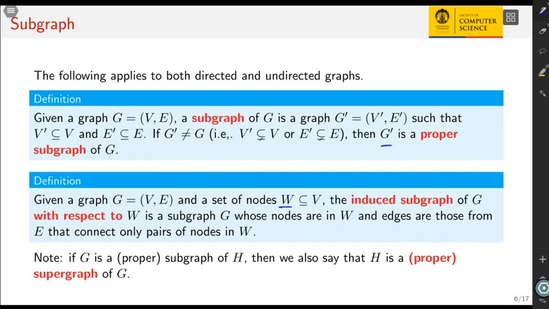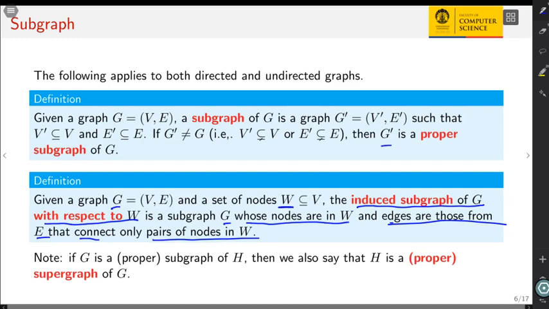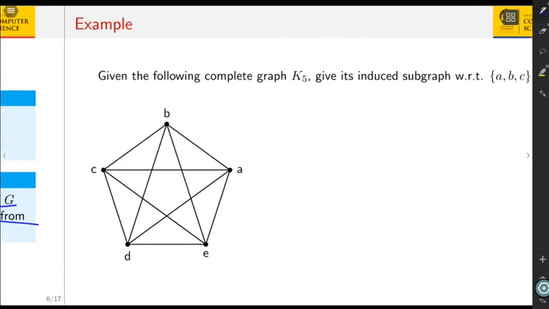So if you have a graph G and a set of nodes W, which is a subset of V, then the induced subgraph of G with respect to W is a subgraph of G where the nodes are those in W and edges are those from E that connect only nodes in W. So that's induced subgraph. Note also, if G is a subgraph of H, then H is a supergraph of G. So to clarify these two concepts, let's see an example.